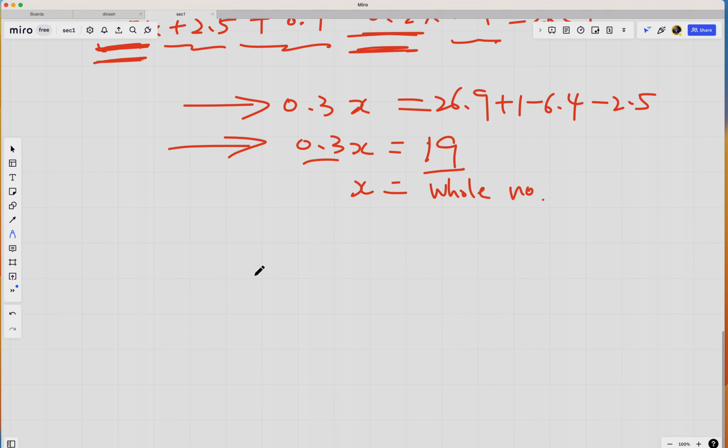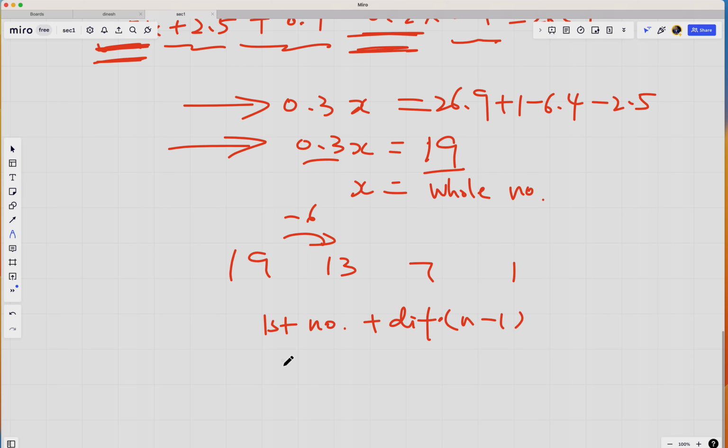The sequence question is actually very easy. Minus 6, right? So remember our formula? First number plus the difference times the n minus 1, right? So in this case it's 19 plus the difference, which is minus 6, times n minus 1.